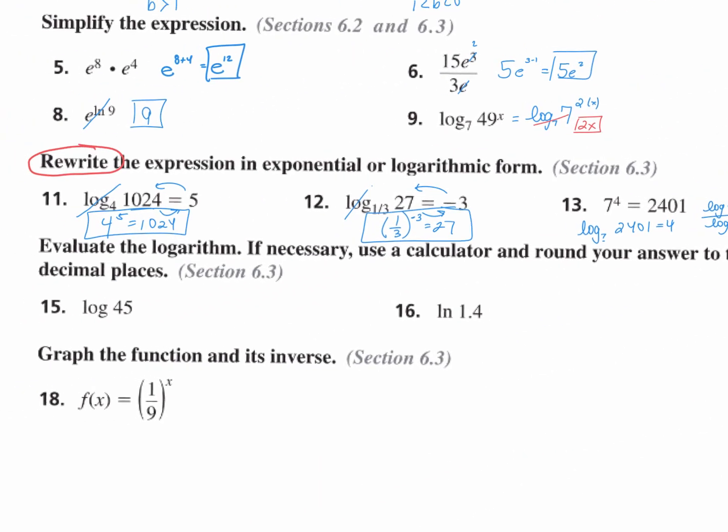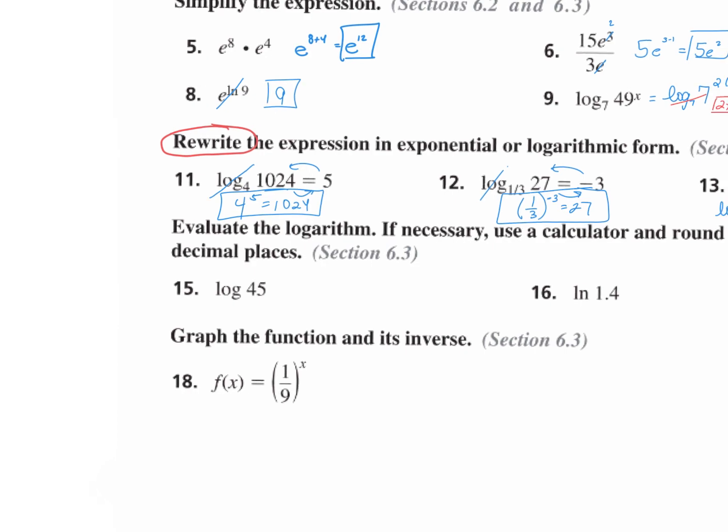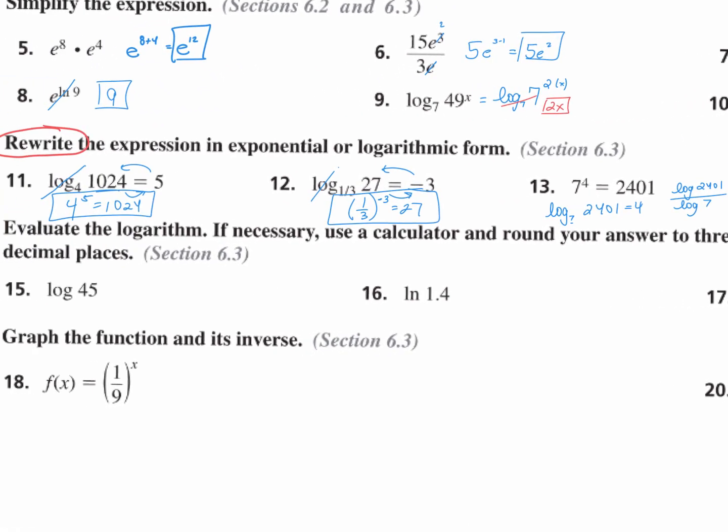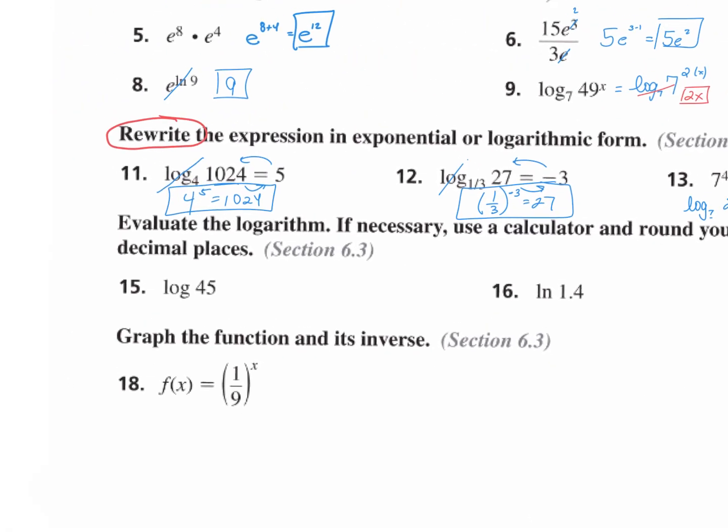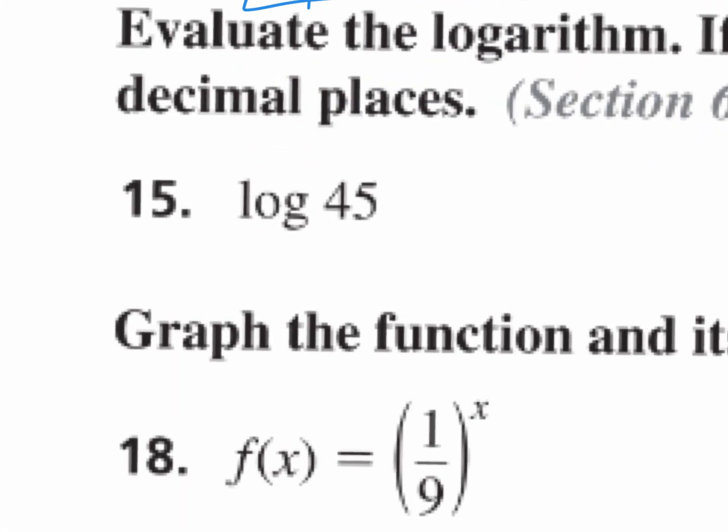All right. Next thing says evaluate the logarithm if necessary and round. So I'll use a calculator. Sorry, and round your answer to 3. What base is this number 15 in? Log base 10. What is your calculator in? Log base 10. For this question, you literally just hit log 45 and round your answer to 3 decimal places. Make sure we round correctly. What'd you guys get? 1.653. Perfect.